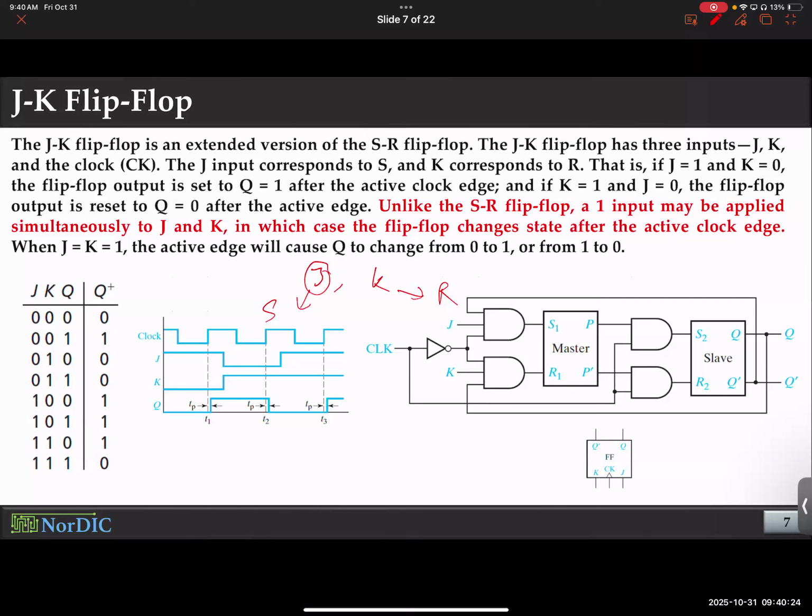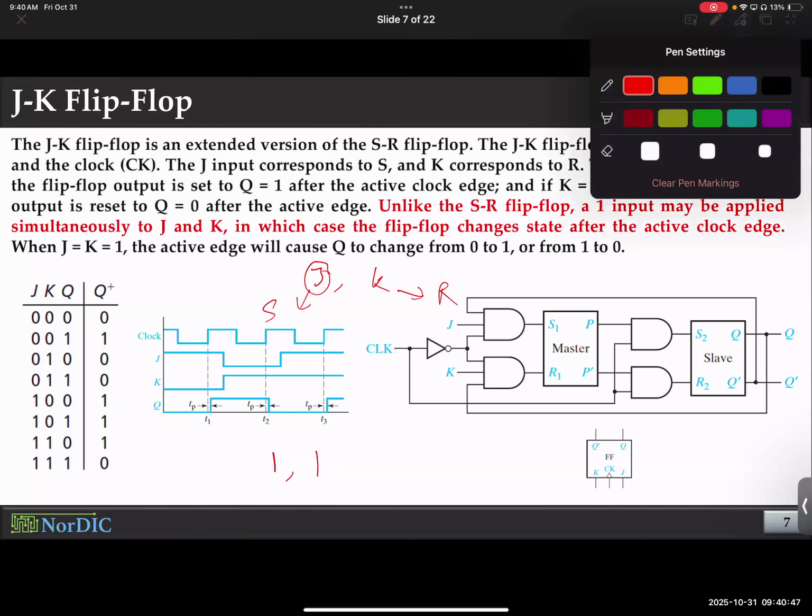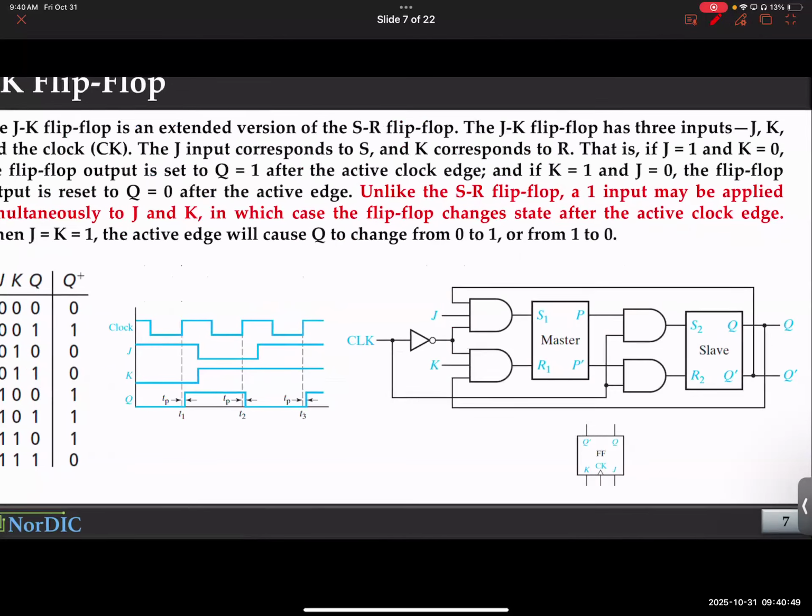Okay, there is one extra feature in JK flip-flop. That is, this flip-flop allows you to use the combination 1, 1, meaning both J and K can be 1 simultaneously. Unlike in SR flip-flop, where you cannot have S and R both be 1 simultaneously. Let me show you what changed here. Just take a closer look.